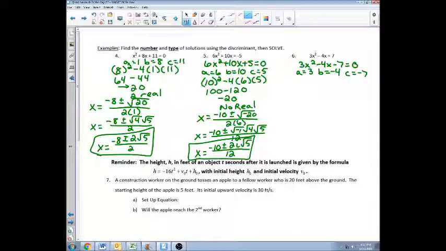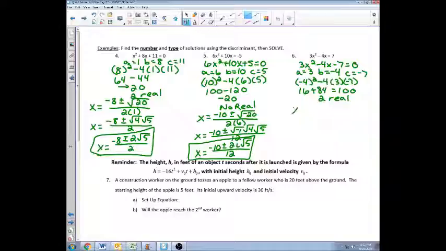I'm going to take my b, which is negative 4, and square it. Minus 4 times 3 times negative 7. This would be 16. Negative 4 times 3 times negative 7 would be 84. So my discriminant would be 100, which means I have 2 real solutions.